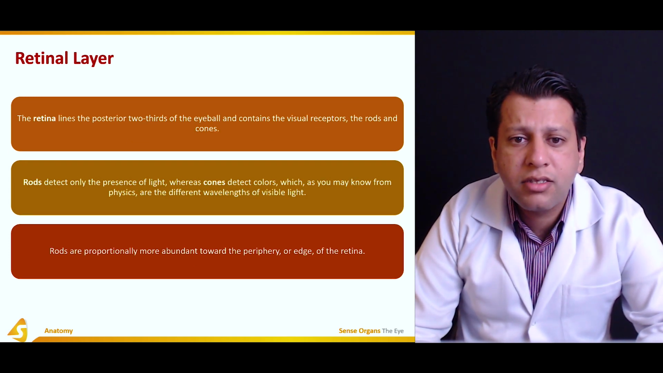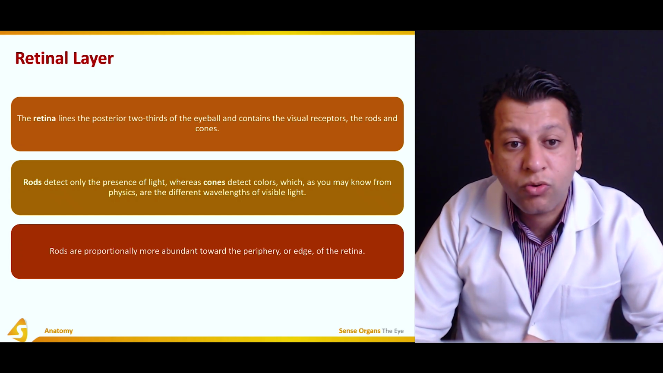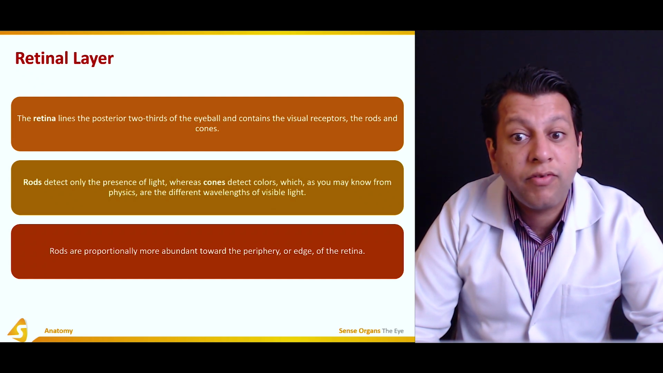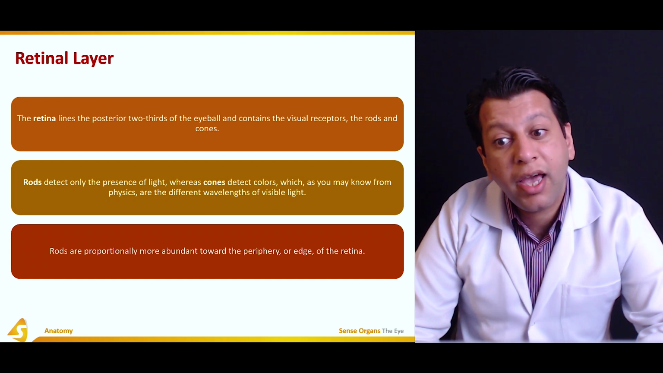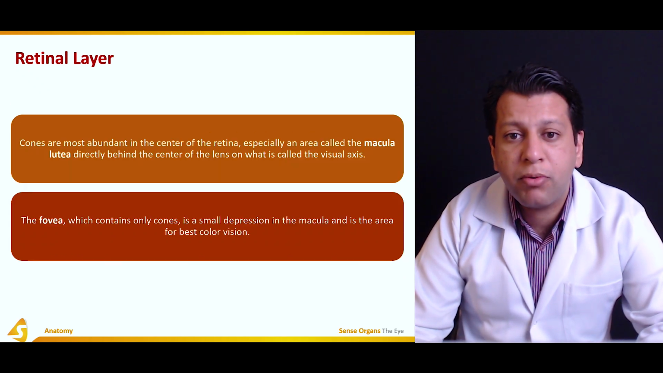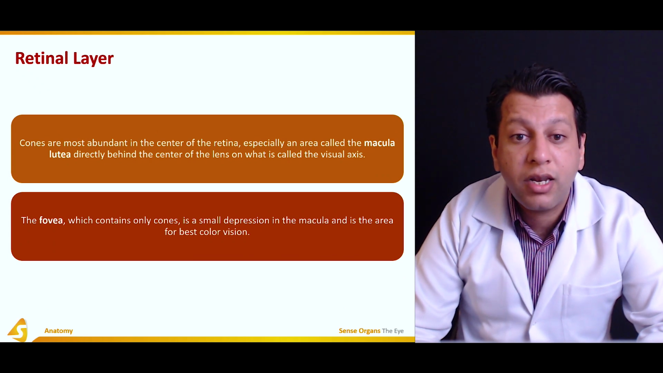The retina lines the posterior two-thirds of the eyeball and contains the visual receptors, the rods and the cones. The rods detect only the presence of light, whereas the cones detect colors, which, as you may know from physics, are different wavelengths of visible light. Rods are proportionally more abundant towards the periphery or edge of the retina, while the cones are more concentrated in one area, which is called the macula lutea or fovea centralis.